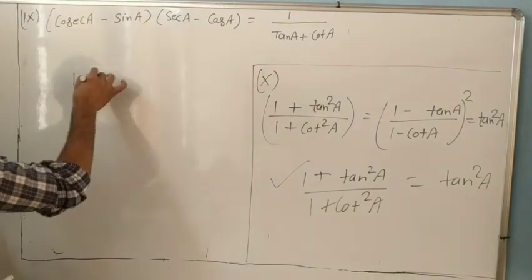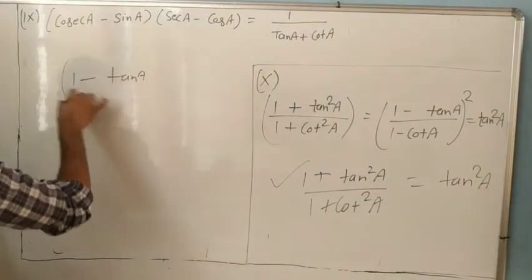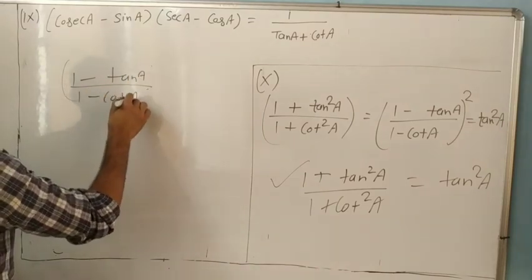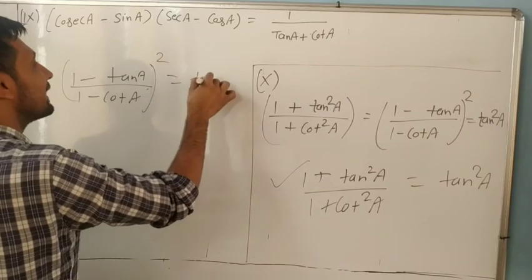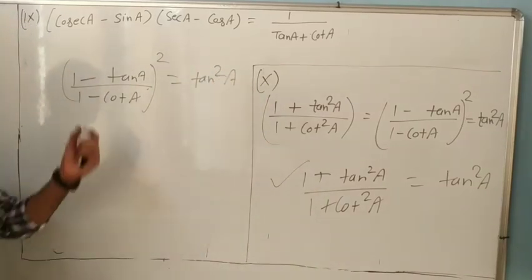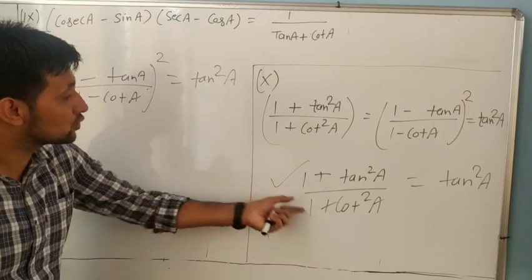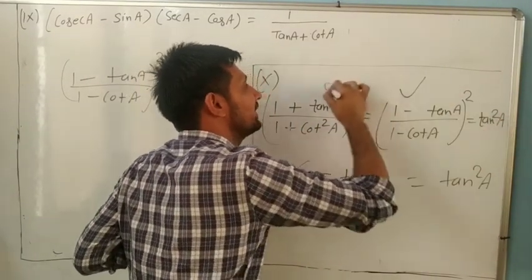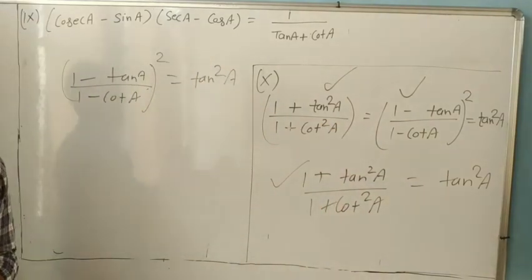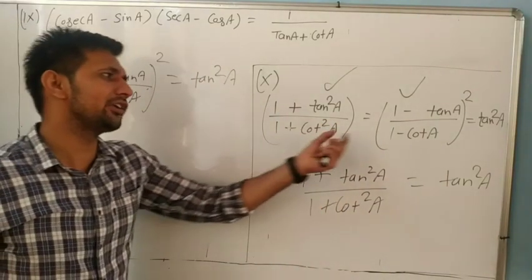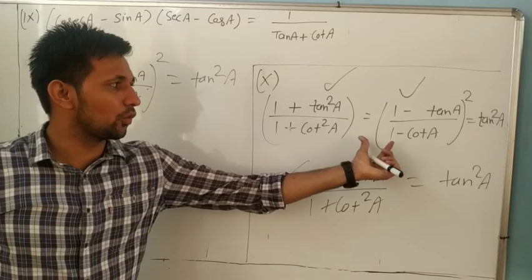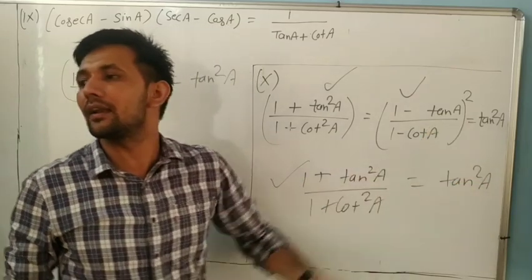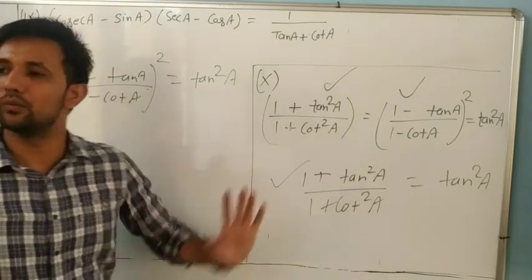Second time you will take 1 minus tan A and 1 minus cot A whole square equal to tan square A. Now we will prove that these two are also equal. If this one is equal to this one and this one is also equal to this one, it means this one and this one are also equal. Okay dear? So you have to do it yourself. Any 2 out of 3, you will take and prove that both are equal. Next time, the next 2 you will take, they are equal, and we will say that we have already proved it.